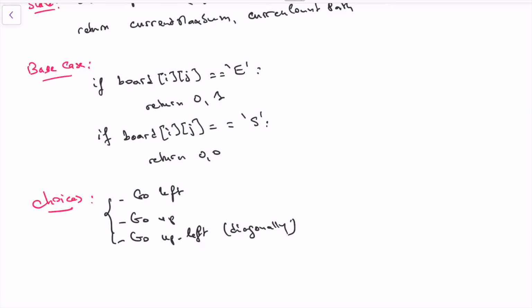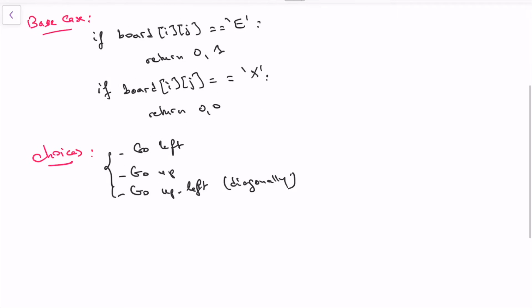Sorry, I forgot another thing actually. Here I meant x when there is an obstacle. So when there is an obstacle, we can't move anywhere. So the sum is 0. We can't collect anything, and the paths is 0, because from that obstacle we can't reach the end.